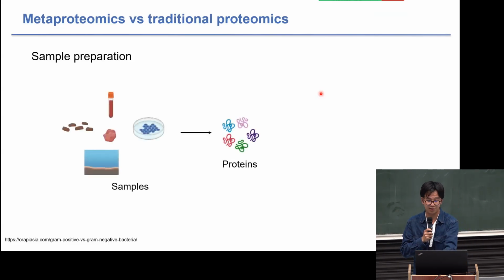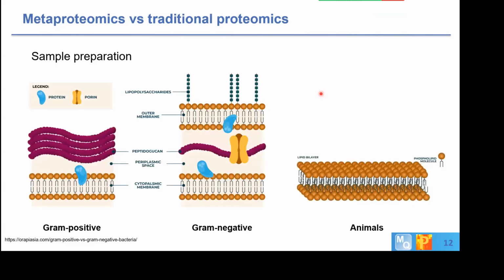This is a slide I took from my first presentation. In proteomics, you extract the proteins from your samples, but it does make a difference between samples, because if we are studying cells or organs from animals, the structure of the cell membrane is different. On the right, you can see a classical structure of the animal cell membrane. You just have a lipid bilayer, which is quite easy to break. In the experiment, you can just use ultrasound to break it.